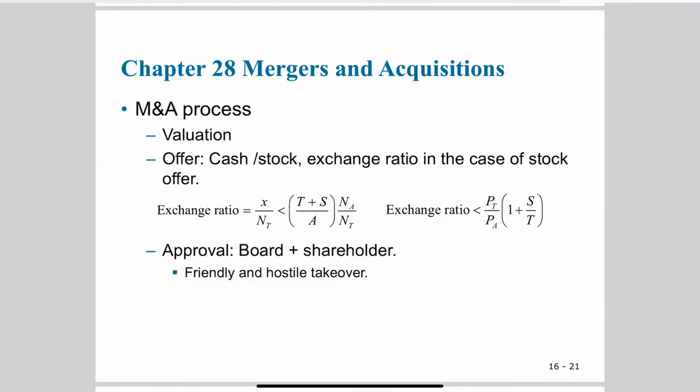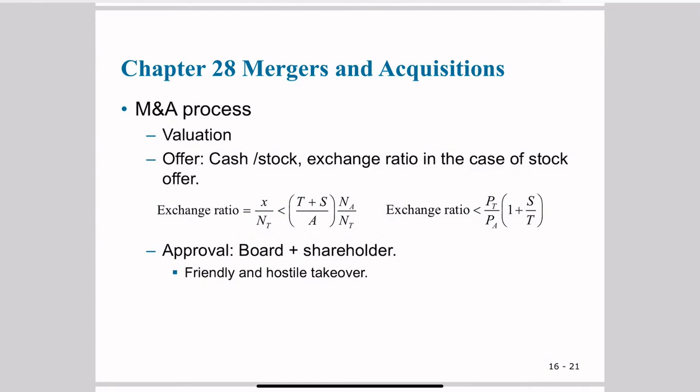So basically, three main processes. First, valuation. I mean, this is very basic, right? If you want to acquire a firm, you definitely want to do the homework yourself, and you want to value what is the market value of the target, and what is the potential synergies you can get from merging with the target firm. And then there is the offer process.